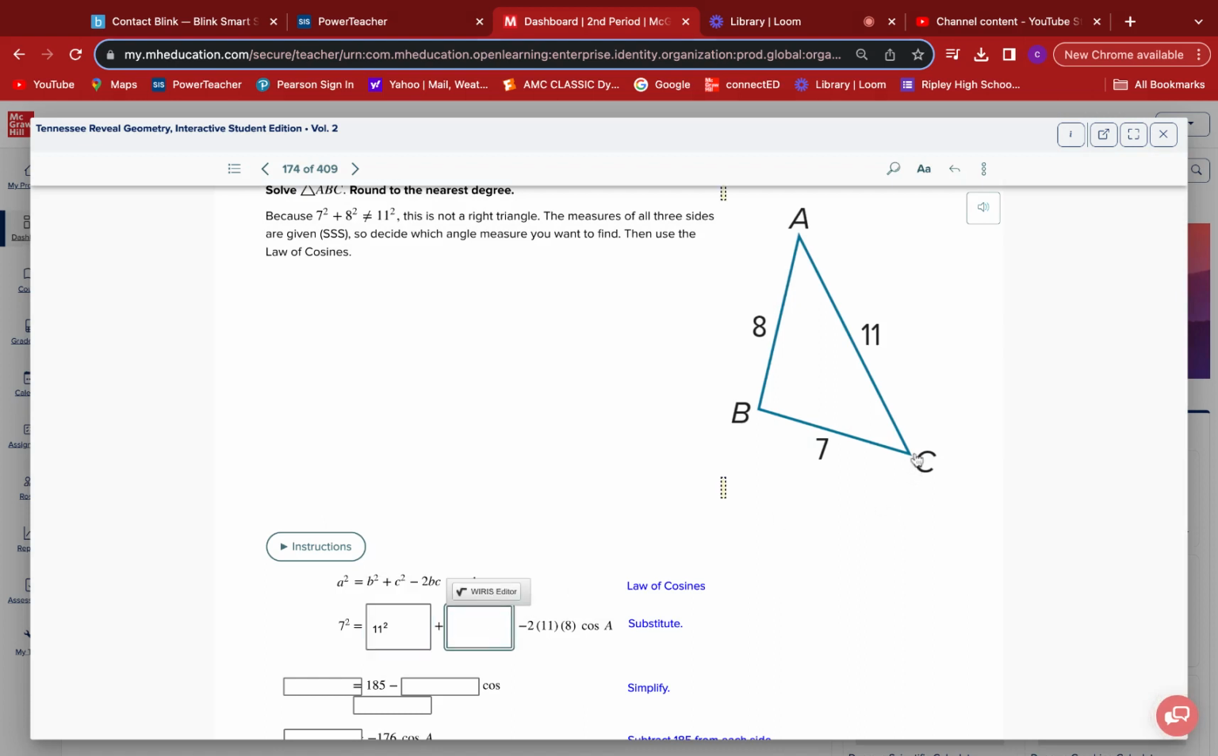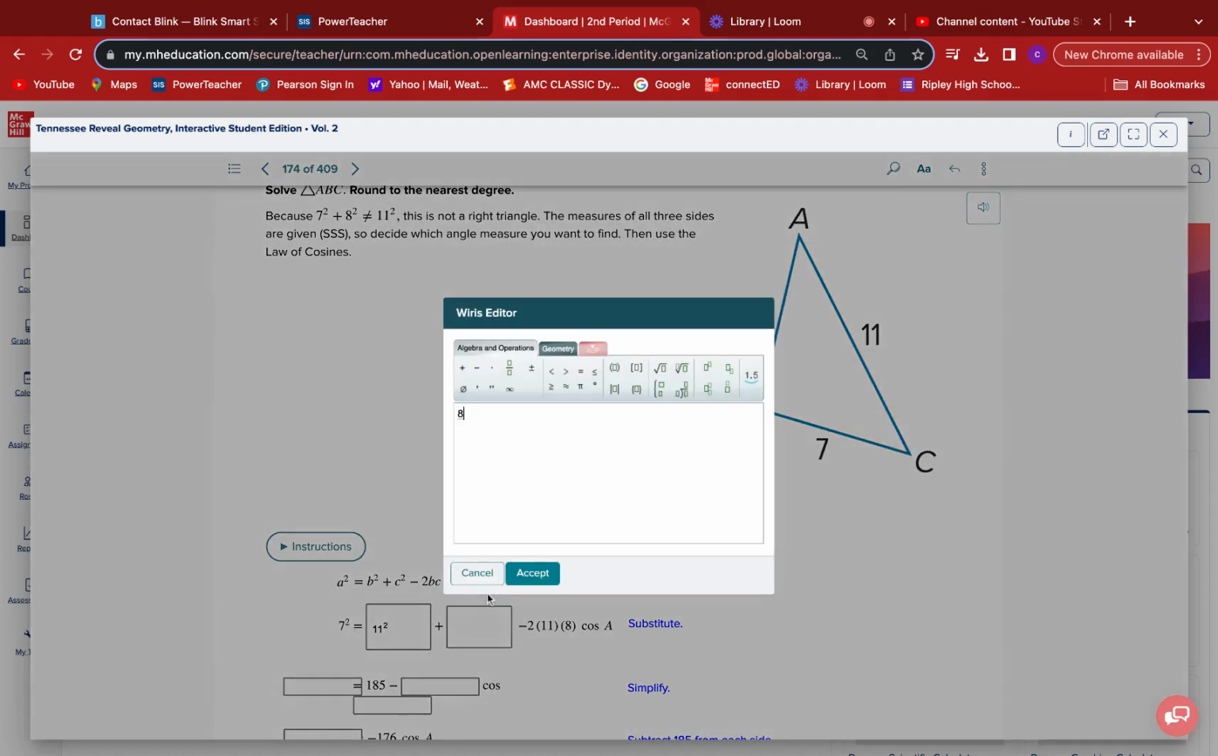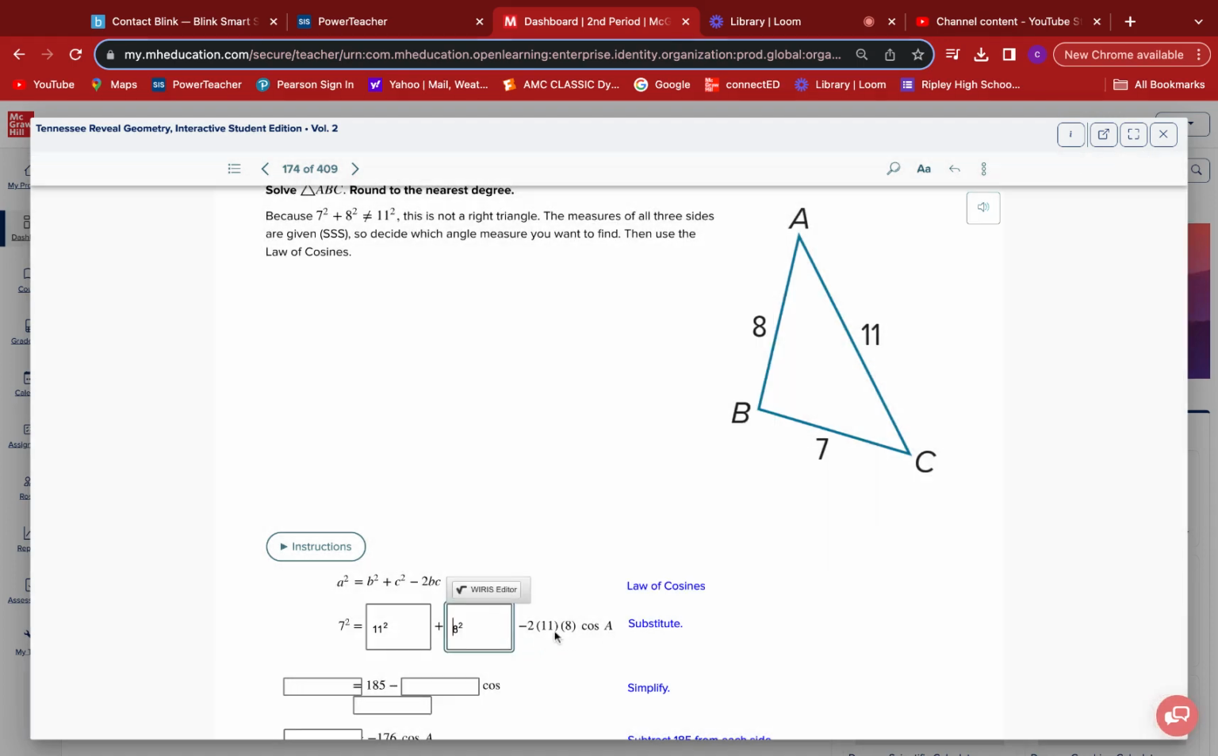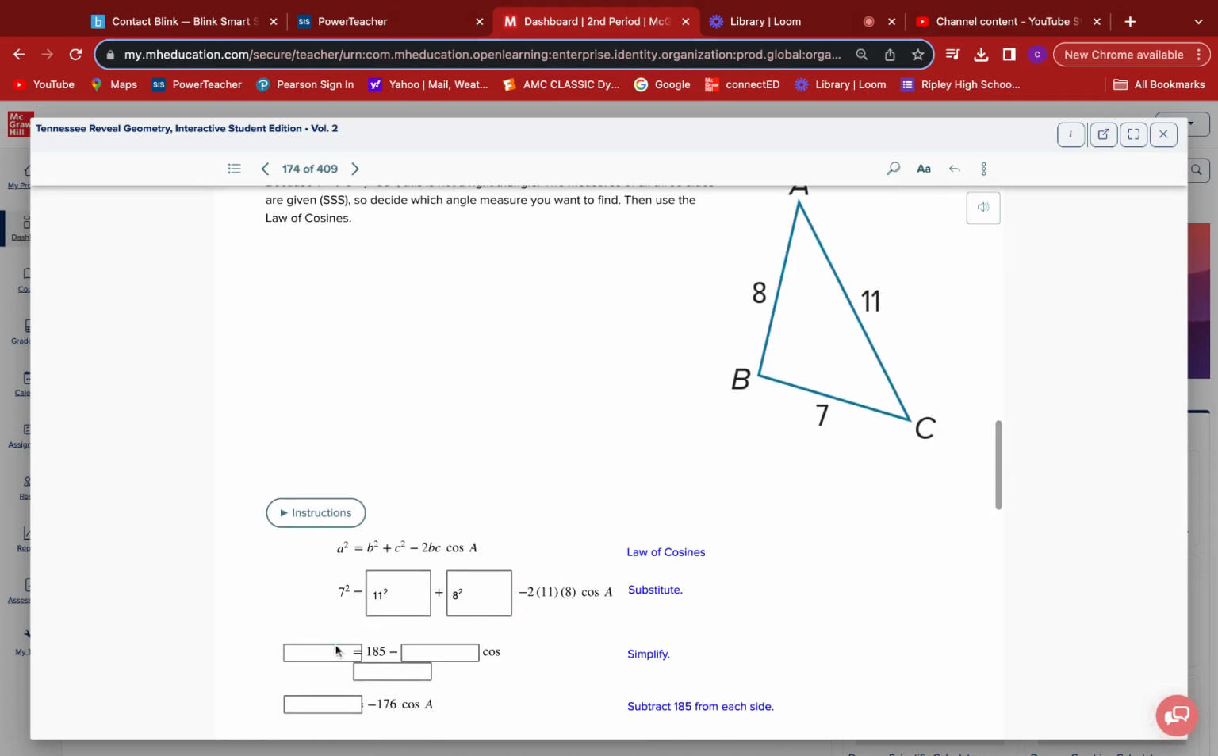Plus the C is across from angle C, and that is my 8 squared. All right. Oh, they did the next one for me. I love it. 2 times 11 times 8 cosine of A. All right. 7 squared is 49. They do this for me. Nice. All right. So I got to do the 2 times 11, minus 88. So 22 times 8 is going to be 176.